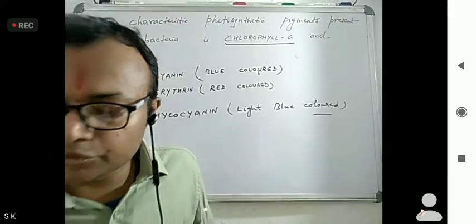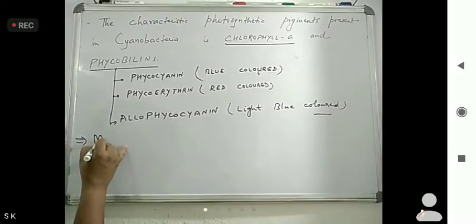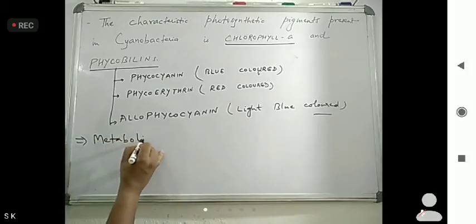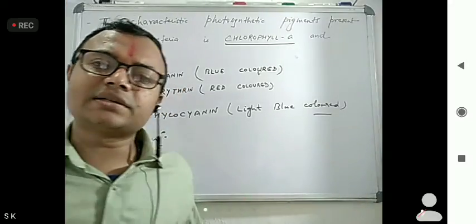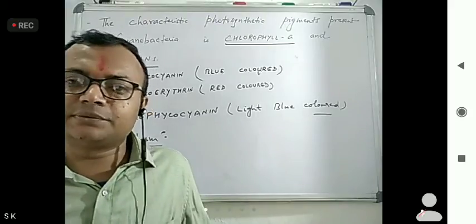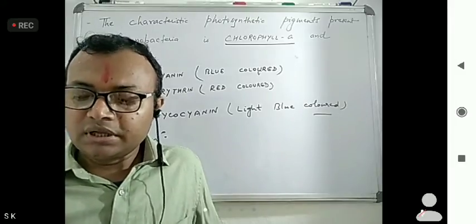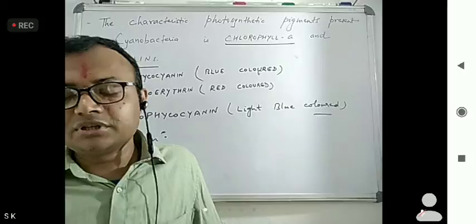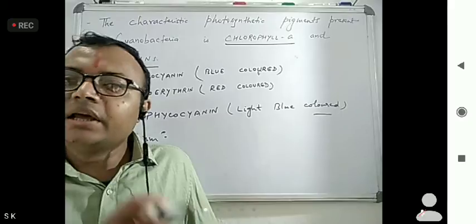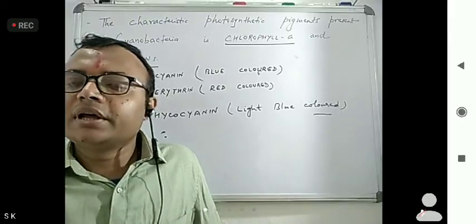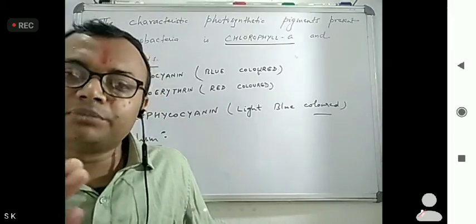Okay, so what we have to see? We have to see metabolism, what beneficial activity this is doing. Metabolism means all the reactions that take place in cyanobacteria. That process is known as metabolism. These organisms are capable of converting atmospheric nitrogen. That's why it is known as nitrogen fixer. They are capable of converting atmospheric nitrogen into ammonium compounds.